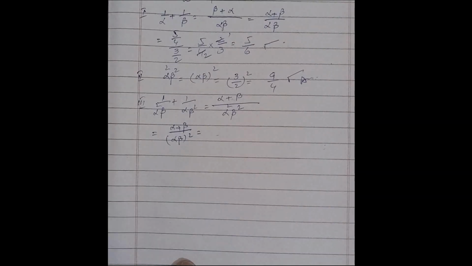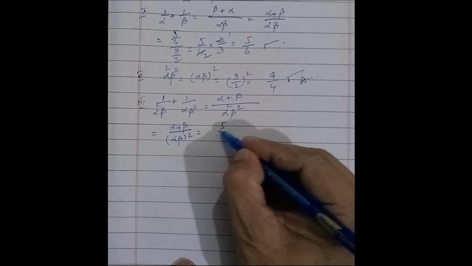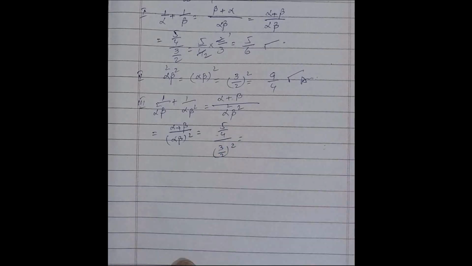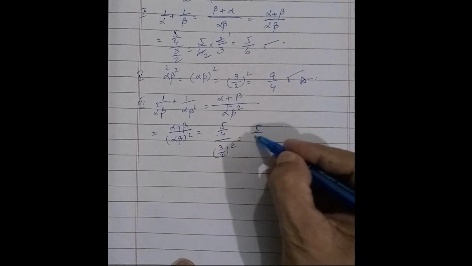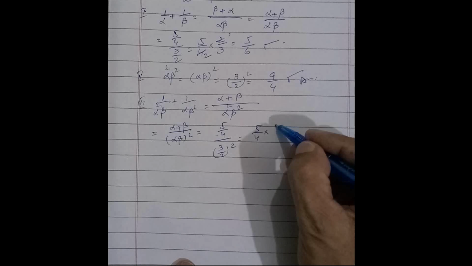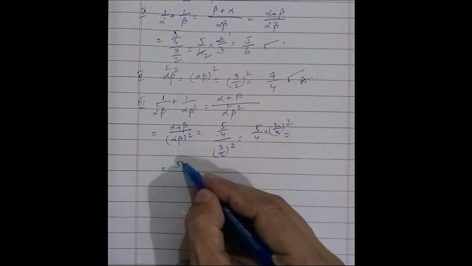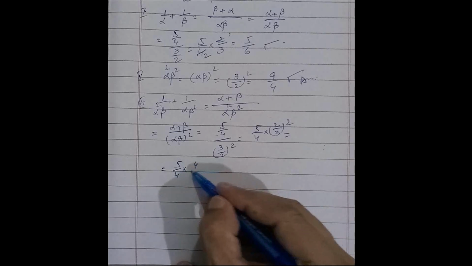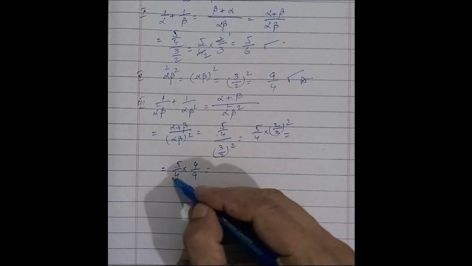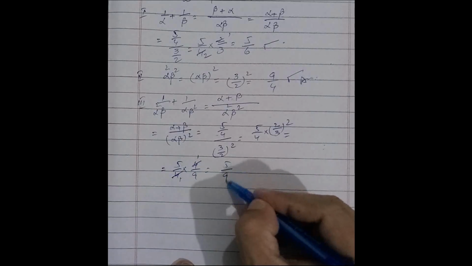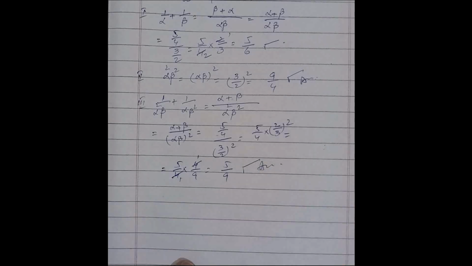Now we put the values of alpha plus beta and alpha beta. Here we get 5 over 4 over 3 over 2 whole square. Now simplify them: 5 over 4 multiplied by 2 over 3 whole square. Simplifying these values, we get 5 over 4 multiplied by 4 over 9, and the 4 cancels with 4, giving 5 over 9, which is the answer of part 3.